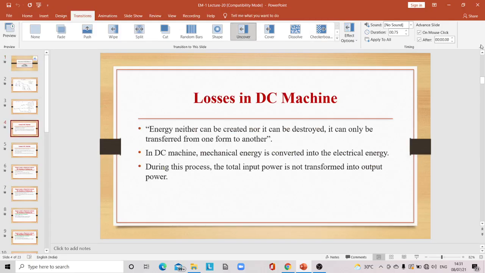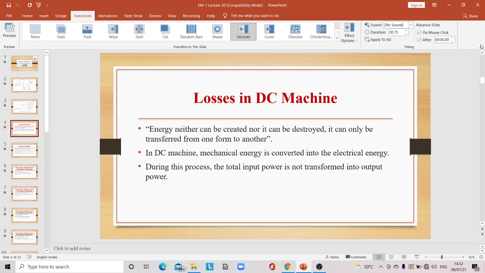So we know that energy can neither be created nor destroyed, but it can be transferred from one form to another form. What we are doing in a generator is converting mechanical energy into electrical energy. We are neither creating nor destroying energy, but energy is getting transferred from one form to another form. So in a DC generator, mechanical energy is getting converted into electrical energy, whereas in a motor, electrical energy is getting converted into mechanical energy.